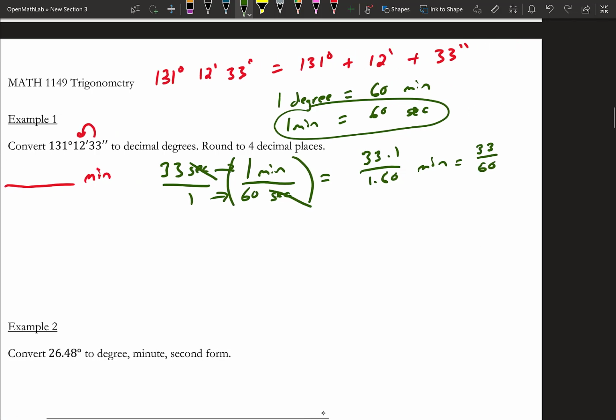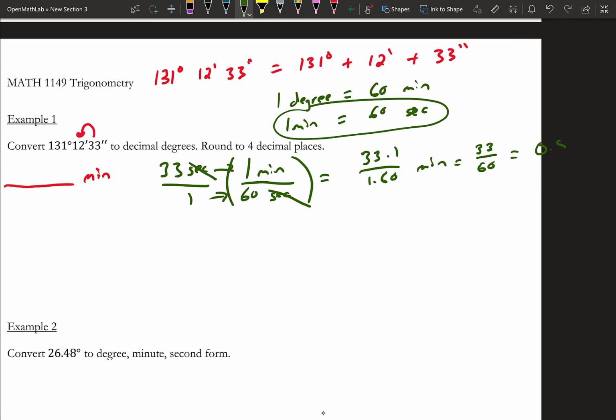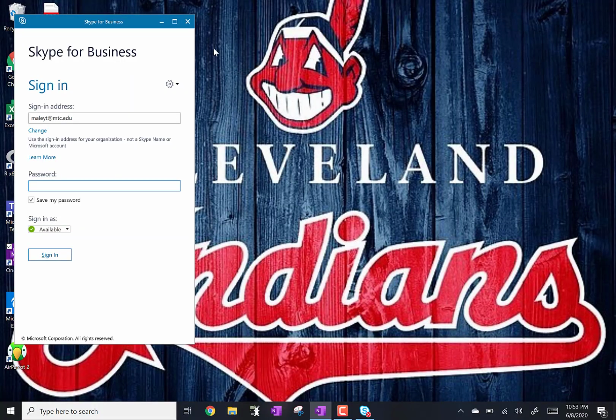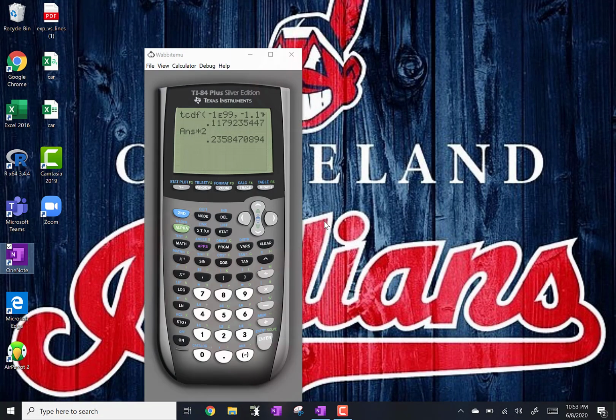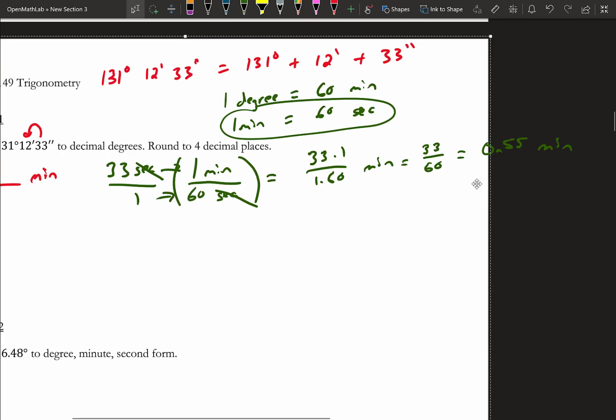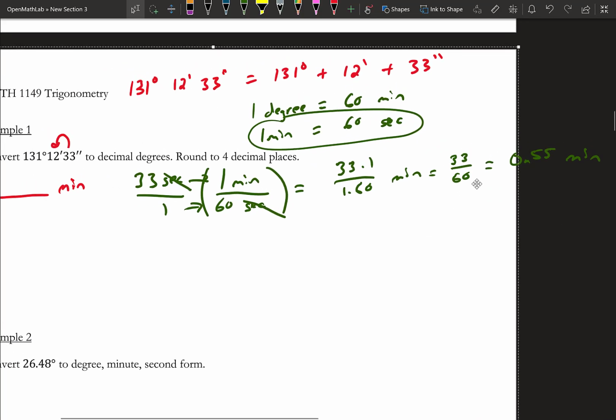which is equal to 0.55 minutes. An easy way to convert this, let me grab my calculator. If I just take 33 divided by 60, we can see it comes out to be exactly 0.55. So that's an exact answer.